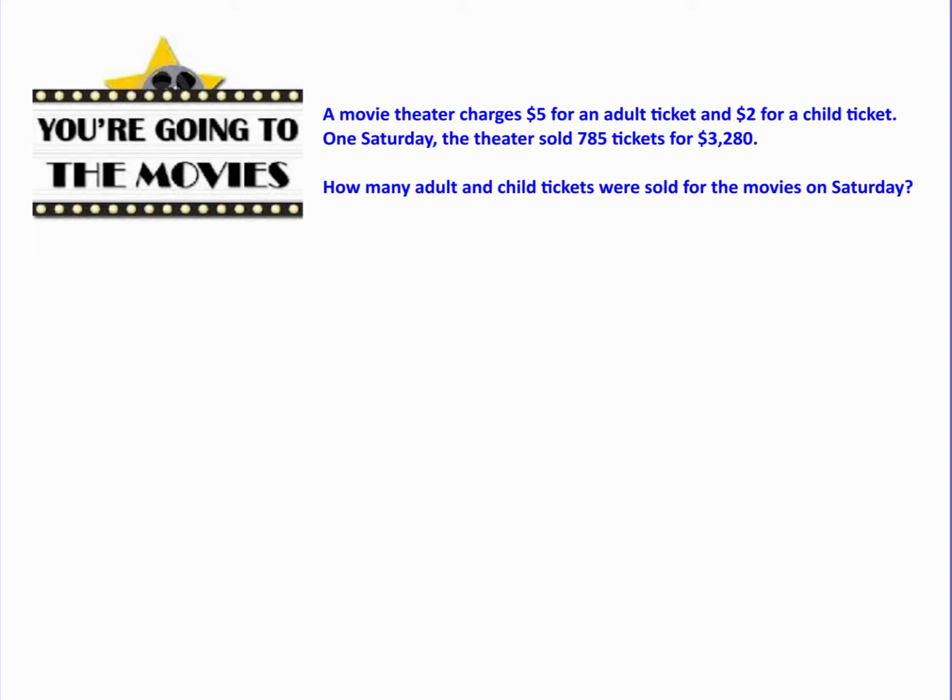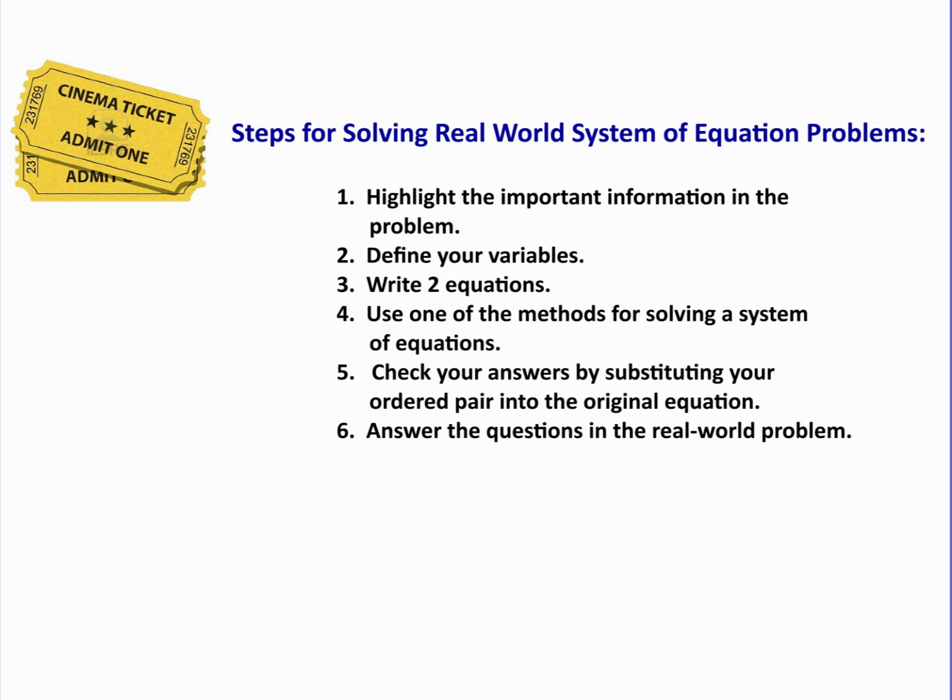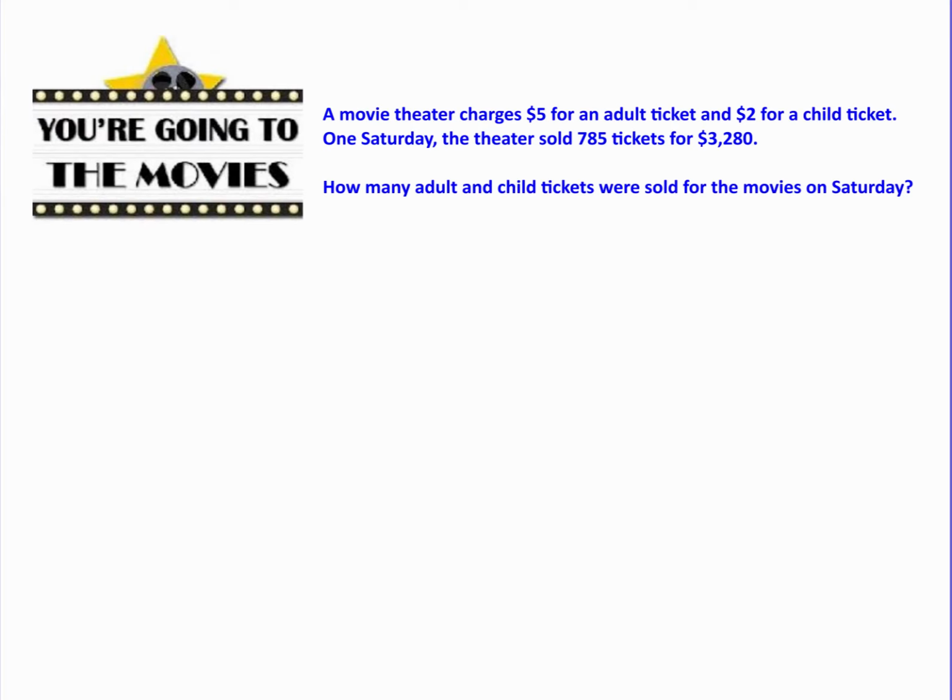So we're going to use our list of steps to help us figure out where to begin with this problem. The first thing we're going to do is highlight the important information in the problem. So if we go back and take a look at our problem, we can go through and highlight the important information. A movie theater charges $5 for an adult ticket, and $2 for a child ticket. On Saturday, the theater sold 785 tickets for a total of $3,280.